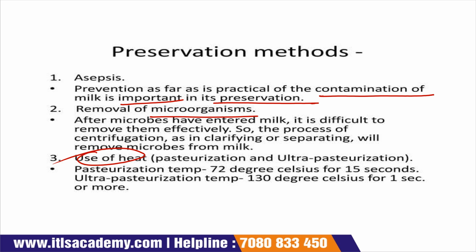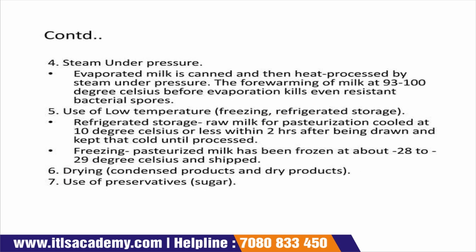Removal of microorganisms: if microorganisms have entered the milk, then it is very difficult to remove them. So the process of centrifugation, as it clarifies or separates, will remove the microorganisms from the milk. Or otherwise we simply kill them. Now, steam under pressure, low temperature drying, and use of preservatives. These are all the methods by which we can preserve the food or eliminate the microorganisms.